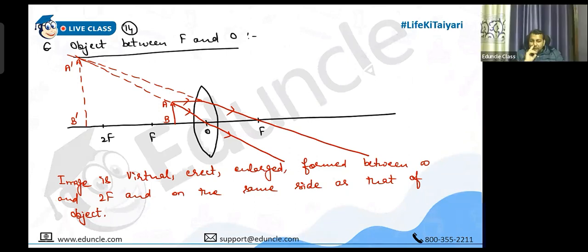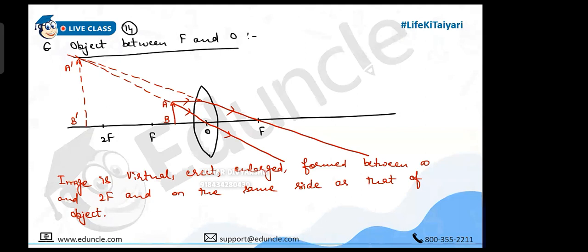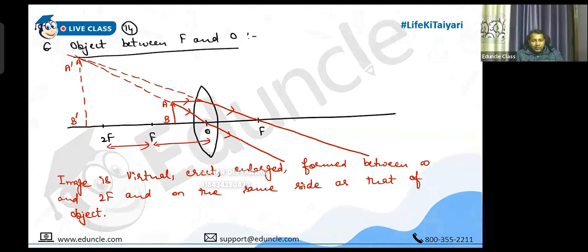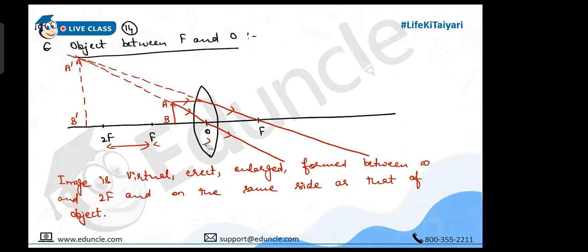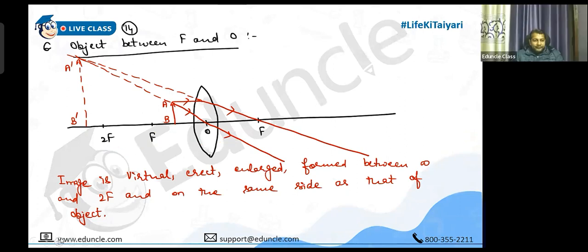Have you marked the points f and 2f with proper measurement on both sides of the lens? Then what is the use? Suppose you are taking this as 3 centimeter. This will also be 3. This will also be 3. Only then you can say. Otherwise, it is wrong. Okay.